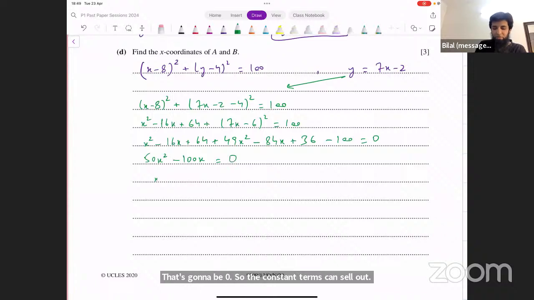You can divide the whole equation by 50 to get x squared minus 2x equals 0. Take x common: x into x minus 2 equals 0. That means either x equals 0 or x equals 2. These are the x coordinates of the points A and B.